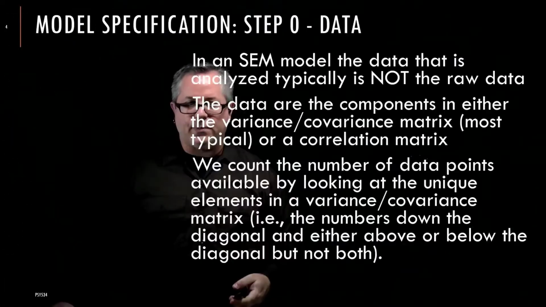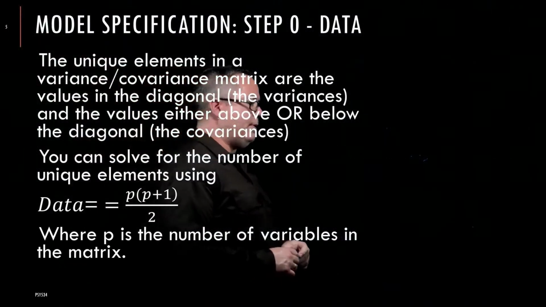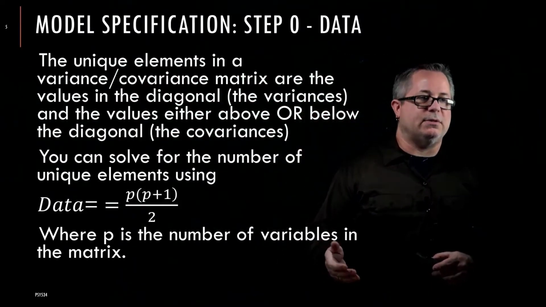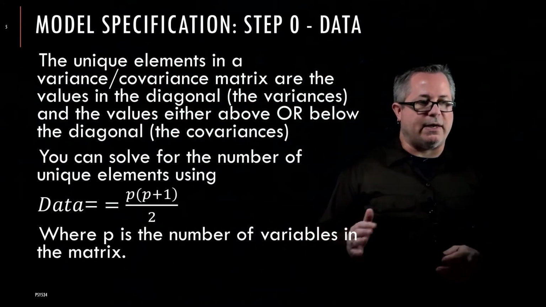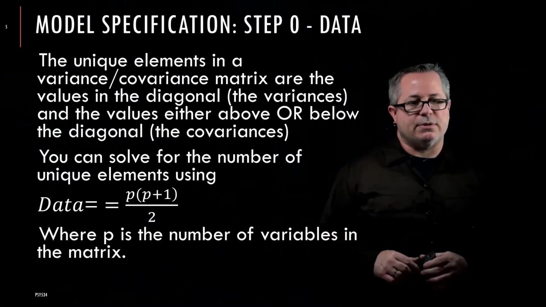So that's where it becomes tricky. How do we estimate 10 things with less than 10 things and still have a model that is identified? That's sort of the goal of this whole process. So the unique elements in a variance-covariance matrix are the values in the diagonal plus one side of the off diagonal. You can solve for the number of these elements using this equation.